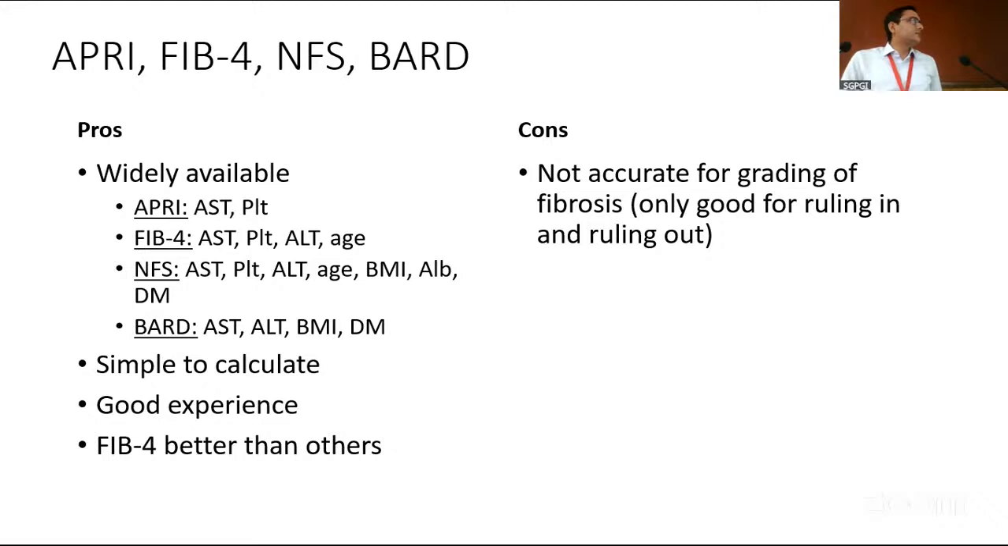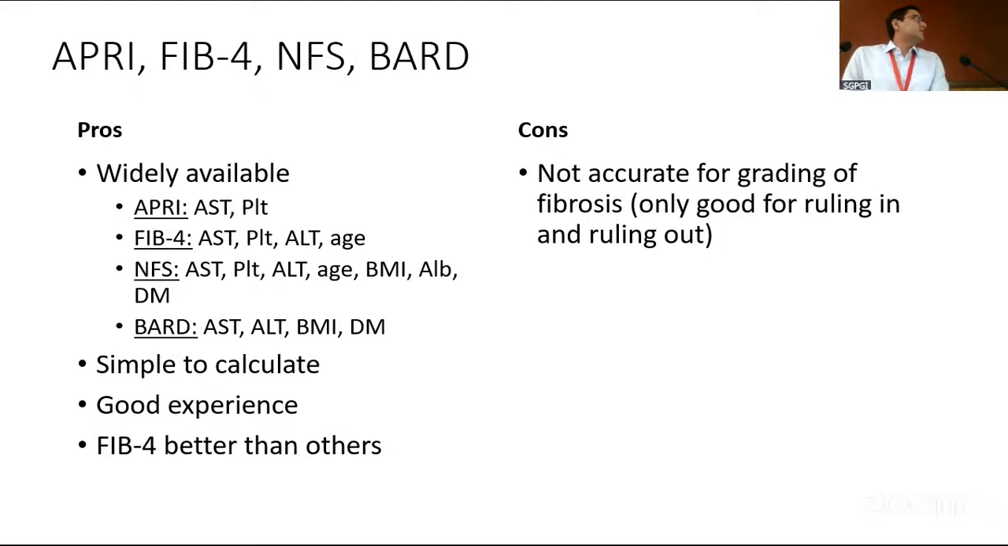It has already been shown by Sumit sir that APRI and FIB4 are very good screening tests. For APRI we use the parameters AST and platelet, and then using a calculator we can calculate the APRI score. For FIB4 we use the parameters AST, platelet, ALT, and age. So these are the two most commonly used screening tests where we assess the level of fibrosis. These are simple to calculate with good clinical experience, and FIB4 is relatively superior to APRI when it comes to assessment of fibrosis.